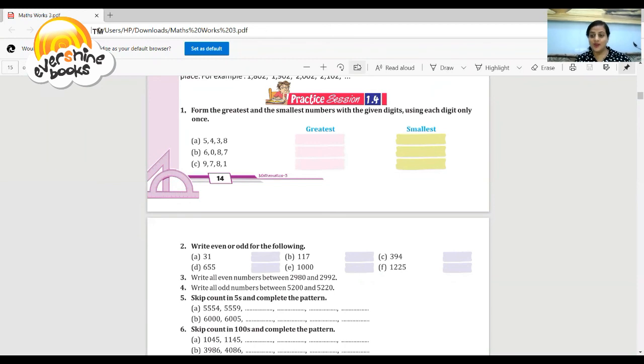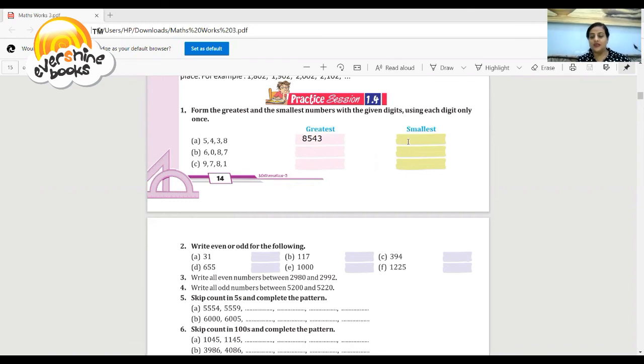Now students, we are going to do exercise 1.4. In that, we make the greatest and smallest numbers from given digits. If we want to make the greatest number, we take the biggest digits first. See, 8 is the biggest of all, so we write 8 first, then 5, then 4, and the smallest digit is 3.